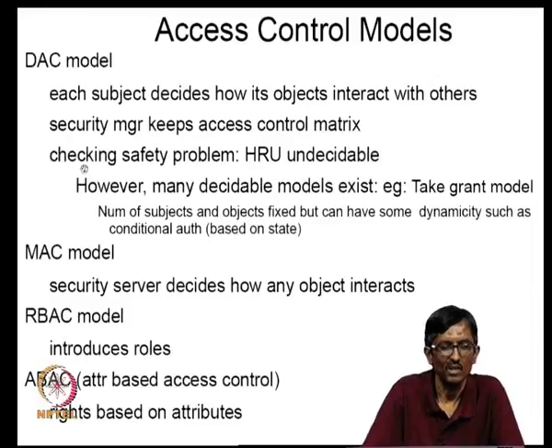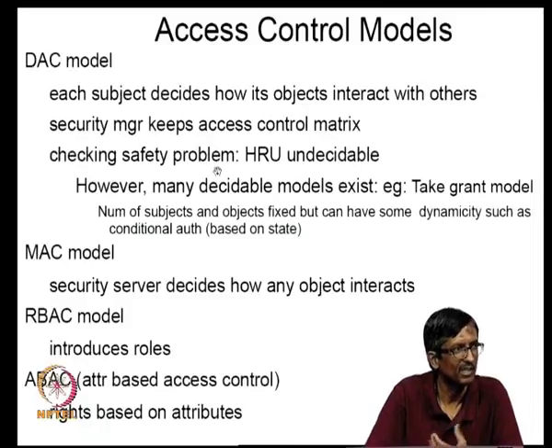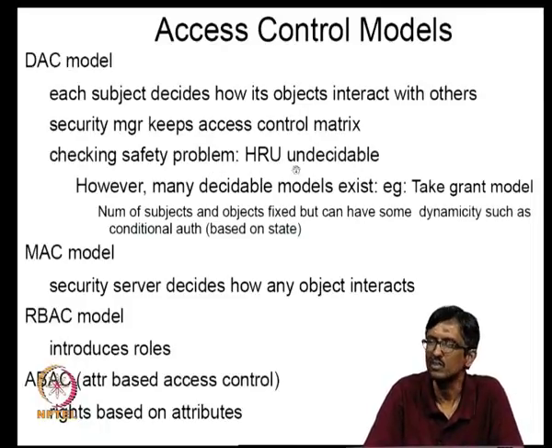It turns out there are theoretical problems here also. Even in the discretionary access model, checking what is called a safety problem, that is, I give certain privileges, is it possible for some other person to get more privileges than what is allowed? This is what is called the confinement problem. It turns out even this is not decidable.